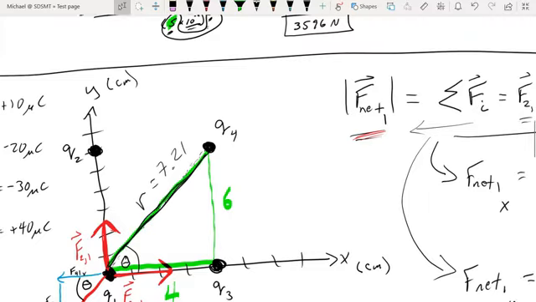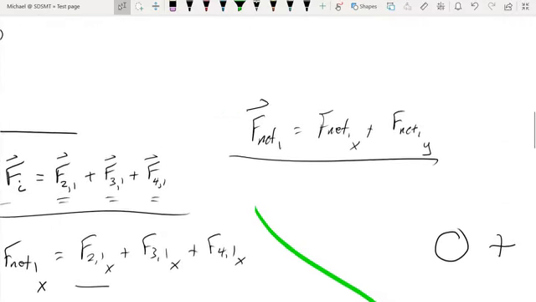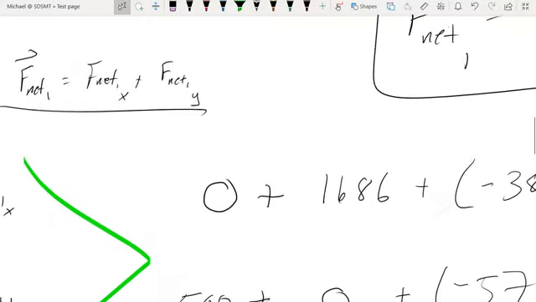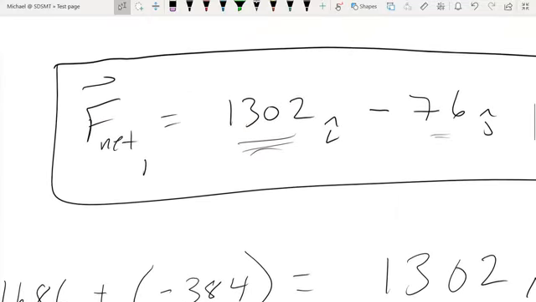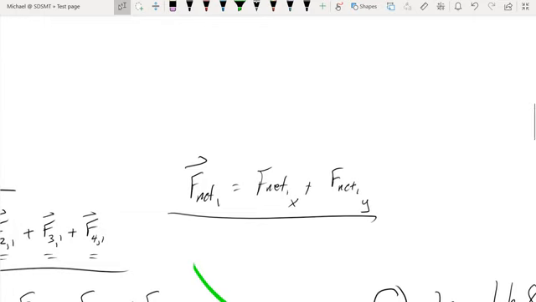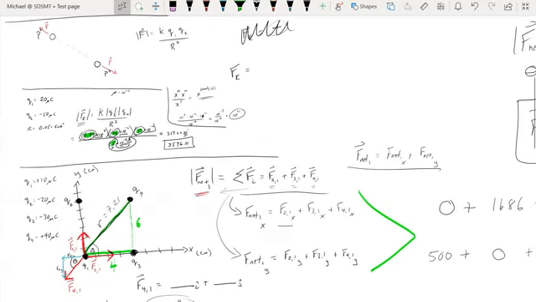Now, please do not make the mistake of thinking that all of these charges are going to have the same net force acting on them. This was the net force acting on charge 1 because of the way that charge 1 was interacting with all of the other charges in the system. The way that charge 1 and charge 2 interact is going to be different from the way that charge 2 and charge 4 interact. And the way that charge 1 and charge 3 interact is going to be different from the way that charge 3 and charge 4 interact. So all 4 of these charges should have unique net forces that are acting on them.